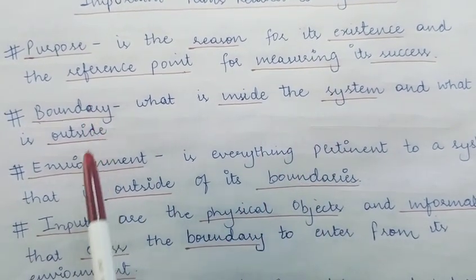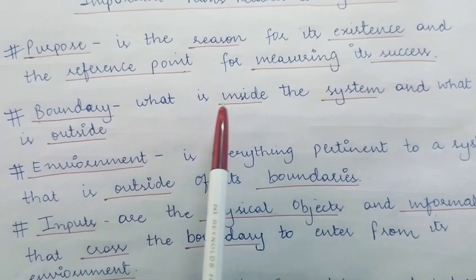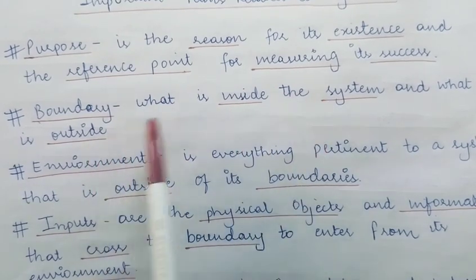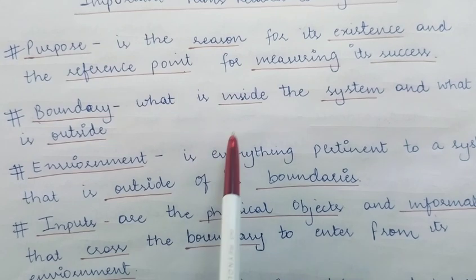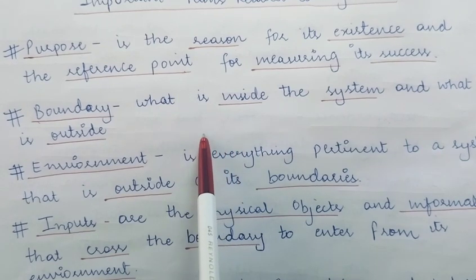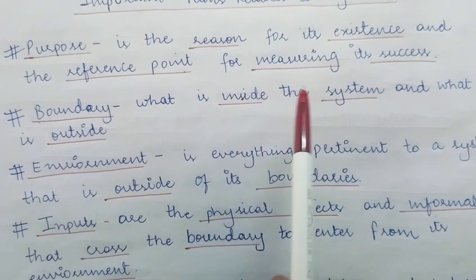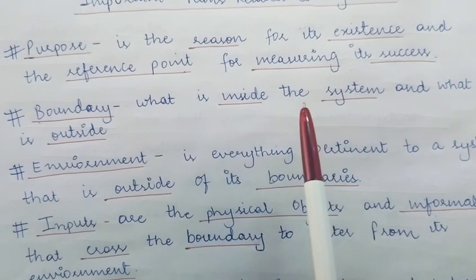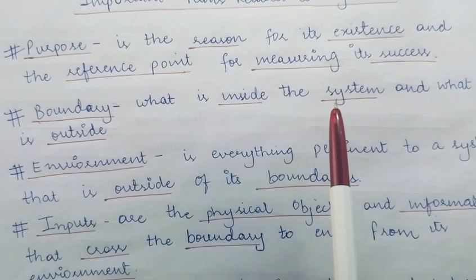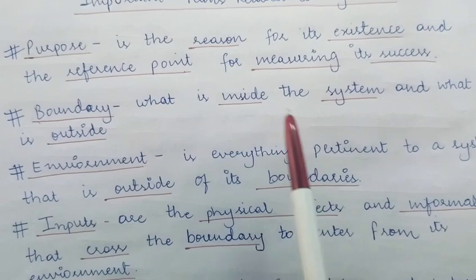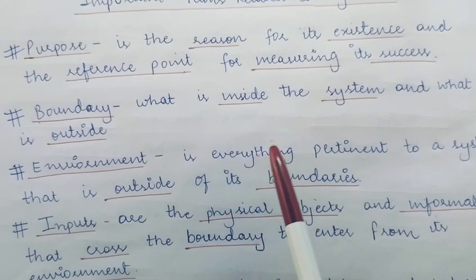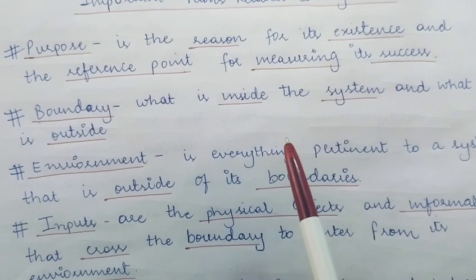Next important term is boundary. Boundary is obviously anything that is inside the system and that is outside the system. When you set the boundaries, you clearly specify what would be inside and what would be outside. To simplify it, you have your house and you have the boundary of your house. Whatever is inside the boundary and whatever is outside the boundary is very clear in advance.